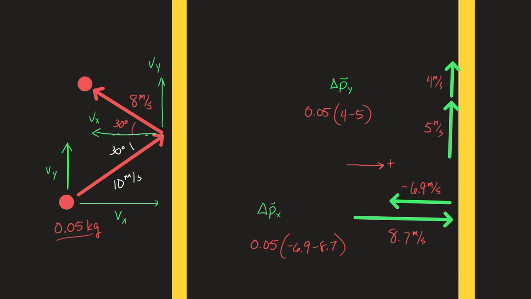Know what you guys got? That's what I got. So this is negative 0.05 kilograms meters per second. I don't know what the other one is. 6.9 plus 8.7 times 0.05.